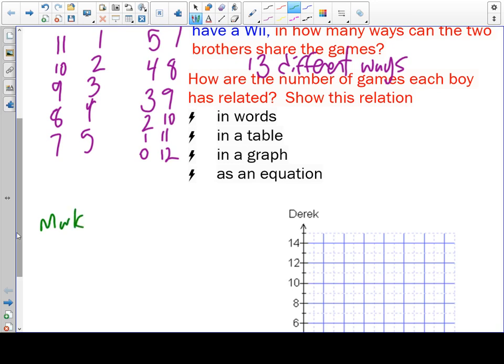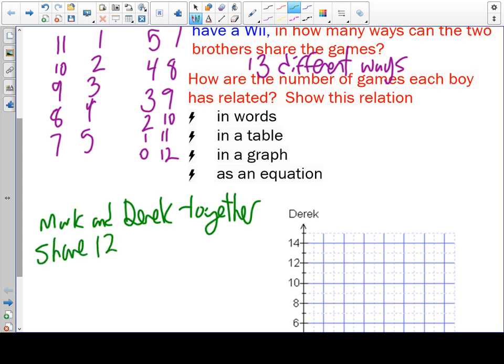In words, we can say Mark and Derek together share 12 games. That's how we can say it in words. Now, how can we say it as a table? Well, actually, the table is that up there. The table shows all the different possibilities. So the table is already done. So we've done words, we've done a table.